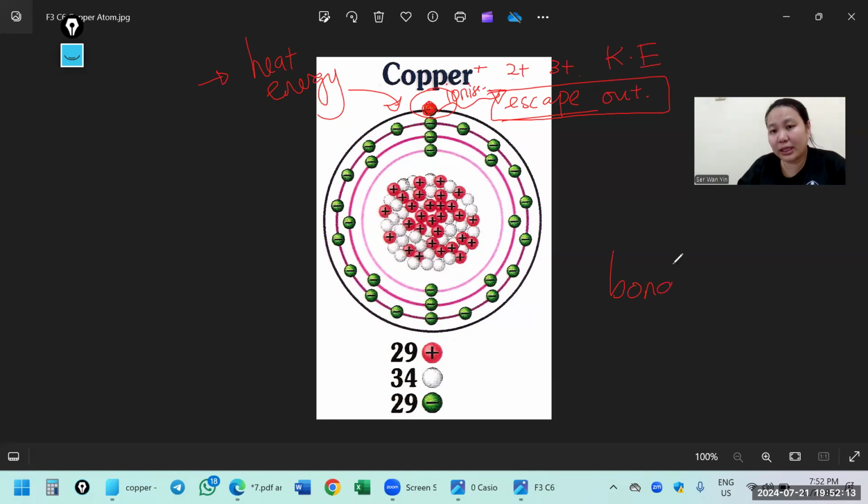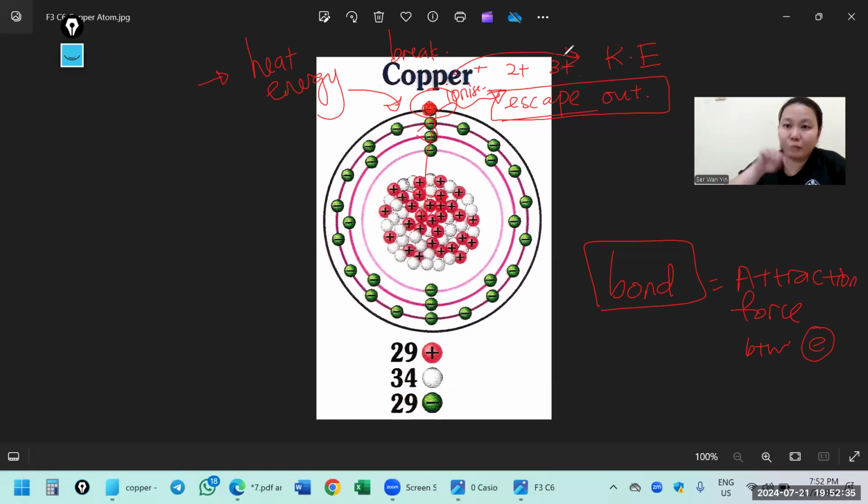What is bonding? Bond actually means attraction force between molecules or between electron and the proton. So enough energy to break bond and escape out. Or number 2, you give light energy. Also can make it break bond and escape out.